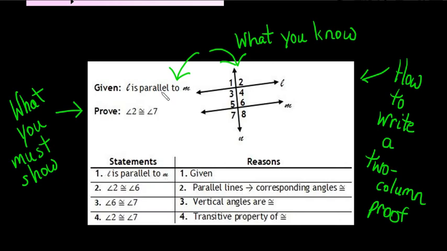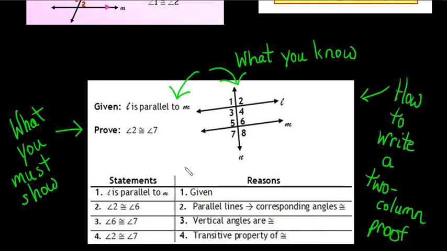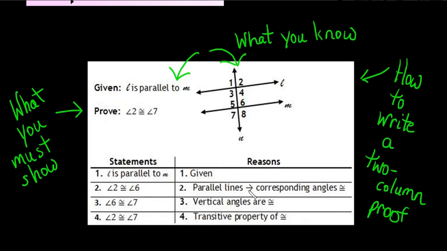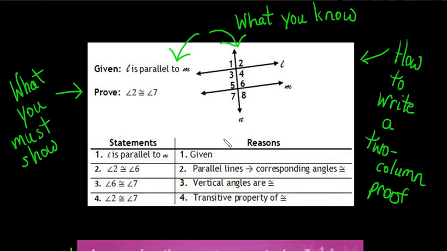You're already told that. Your next step you should show, because your goal is to show that angle 2 is congruent to angle 7. Your next step would be angle 2 is congruent to angle 6. How do you know that? Well, you have something up here that says when two parallel lines are cut by a transversal, that's what this line means right here, your corresponding angles are congruent. That's what we learned right up here in this corresponding angle postulate.